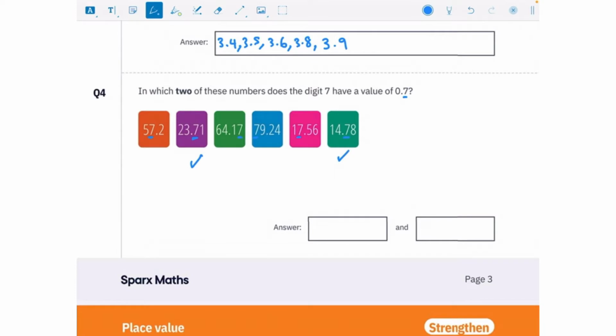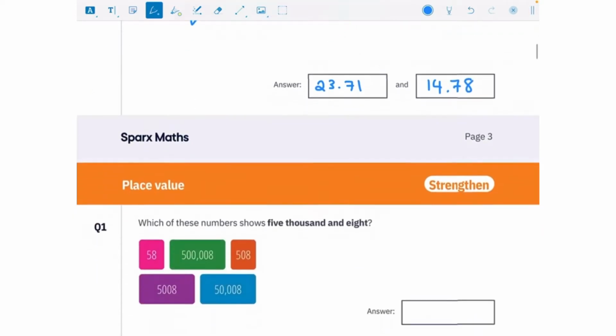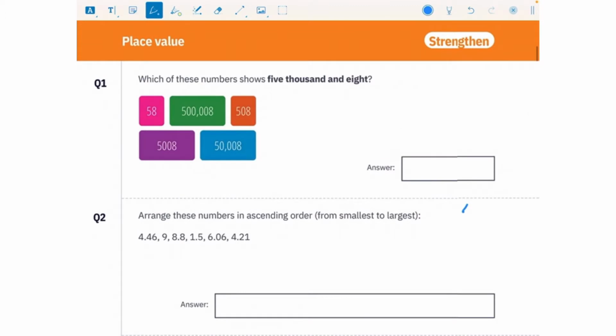So our answer is 23.71. That has 7 tenths. And also 14.78. That also has 7 tenths. Page number 2. We're now on to strengthen. So same topic, but just a little bit more challenging.